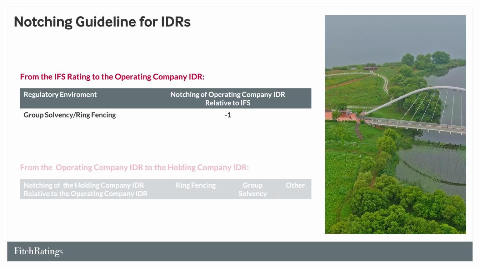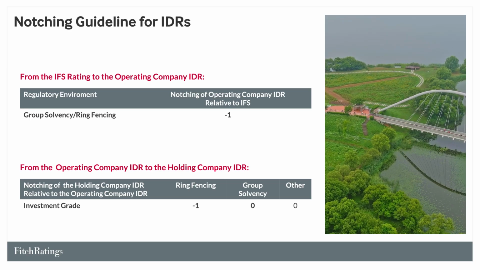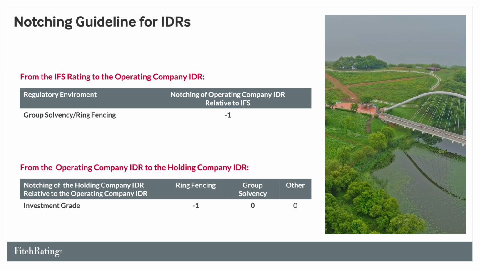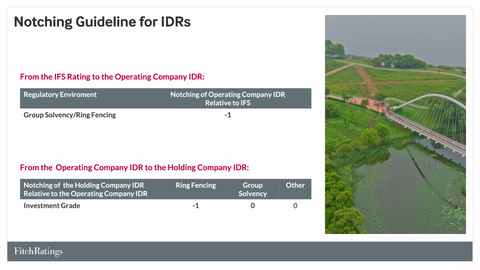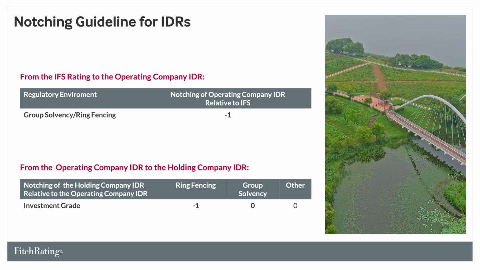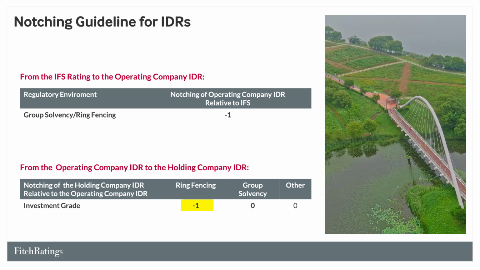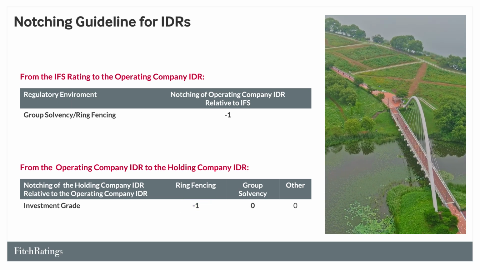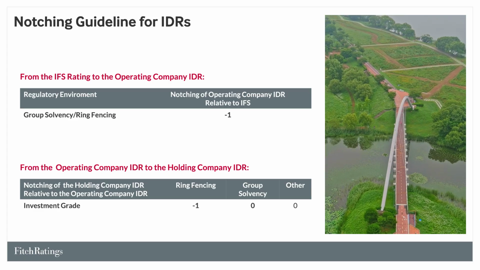The notching between the operating company's IDR and its parent holding company's IDR is based on the perceived difference in default risk between the two entities. For an investment-grade insurer, if ring fencing is in place, the IDR is one notch below that of the operating entity, while in a group solvency environment, the IDRs of holding and operating companies are aligned.